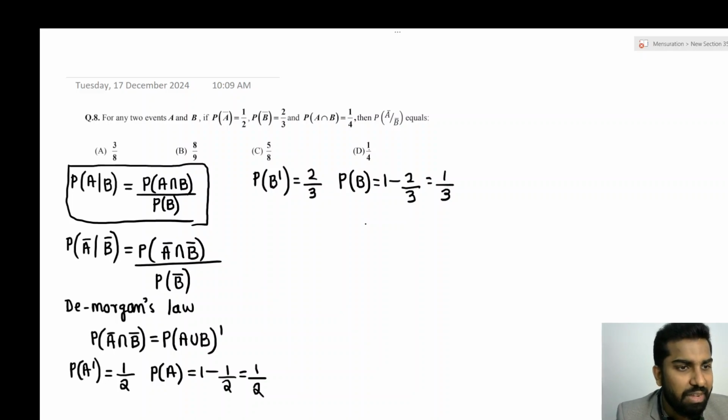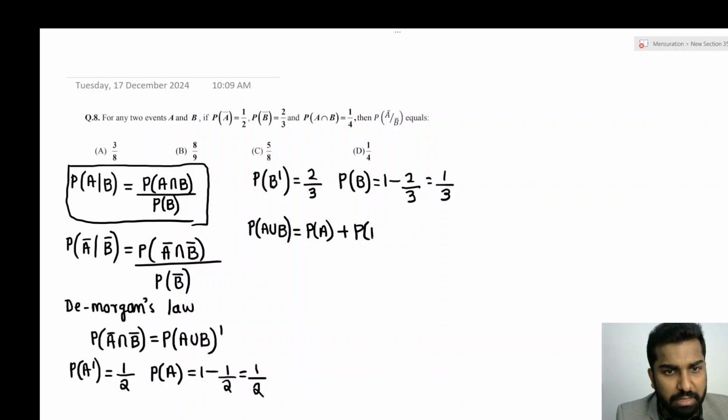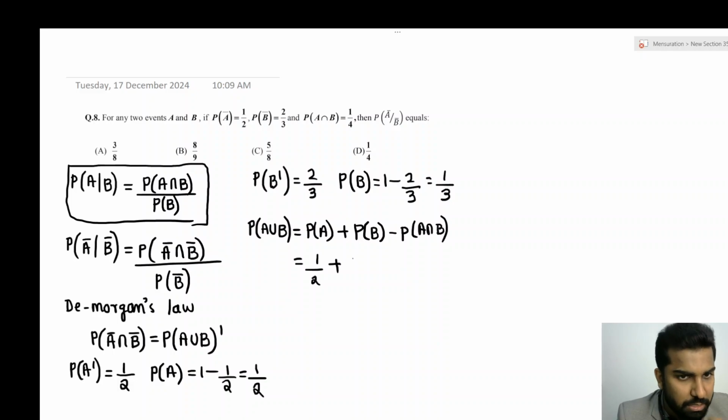Then we have to evaluate the value of probability of A union B by using these values. So how will we evaluate probability of A union B? The basic formula is probability of A plus probability of B minus probability of A intersection B. So probability of A is 1 by 2, plus probability of B is 1 by 3, minus probability of A intersection B, that is 1 by 4.